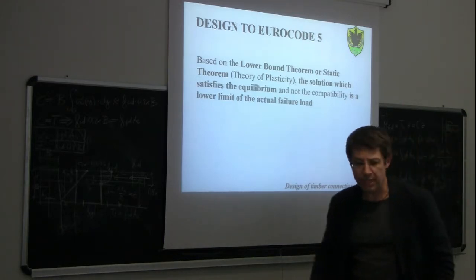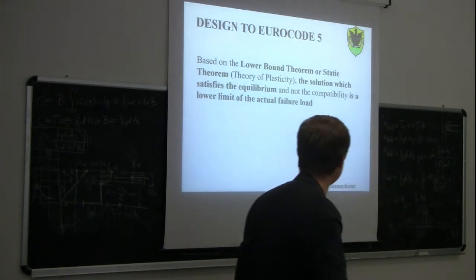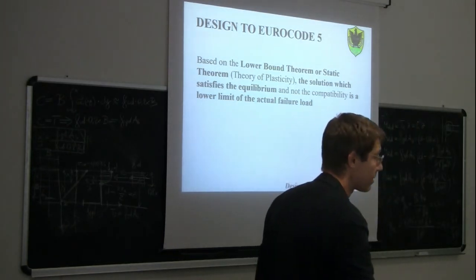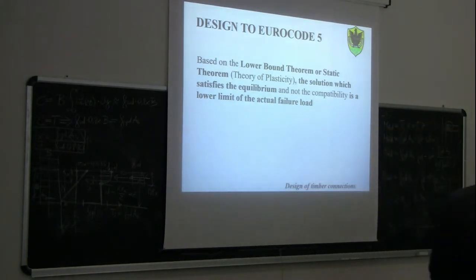So if we find one solution which satisfies equilibrium, we are certain that the actual failure load will be greater than this solution that we found. In the other way, we can say that our approximate solution is a conservative approximation of the actual failure load. Okay? So this is the basics of this theory.